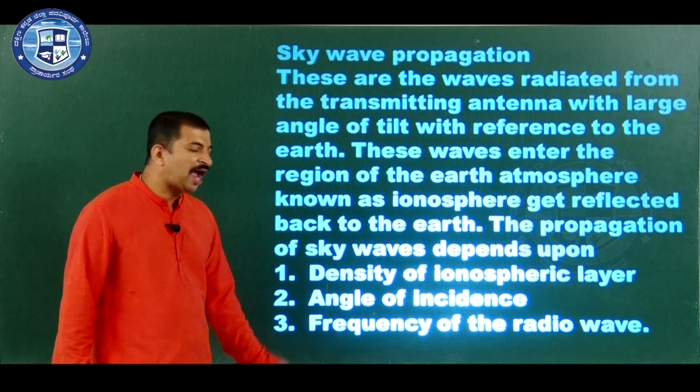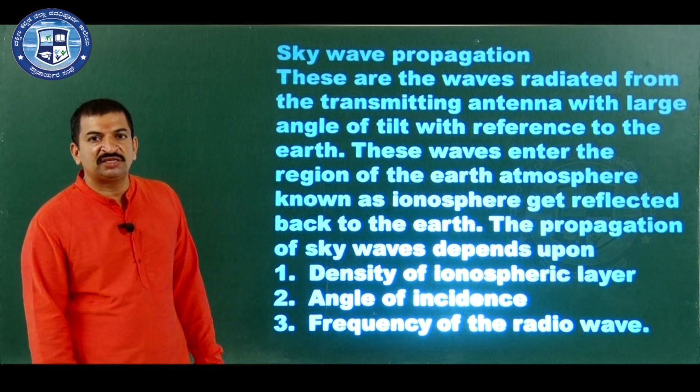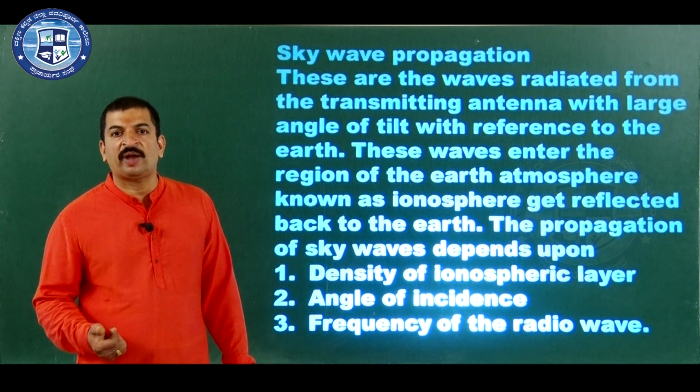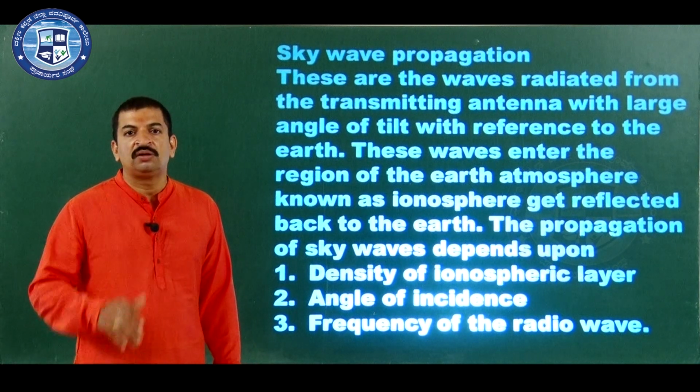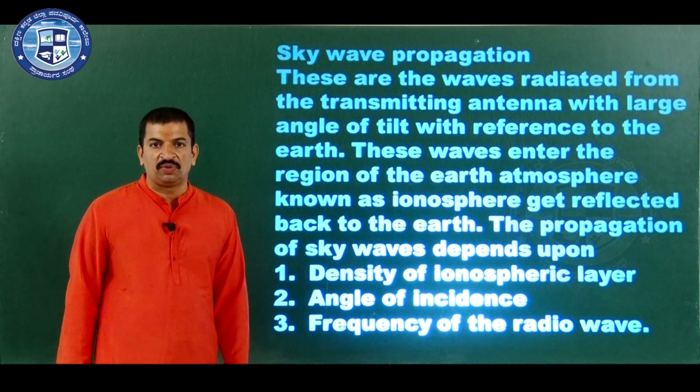The next is the angle of incidence. If the angle of incidence is very small, then the signal may not be reflected back to the Earth; it may escape from the Earth atmosphere. Now, next is the frequency of the radio wave.